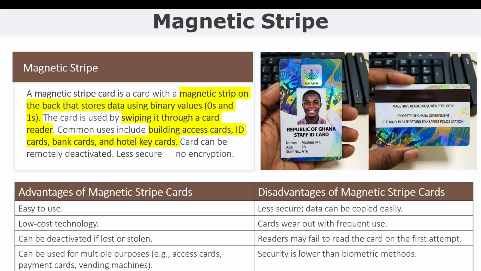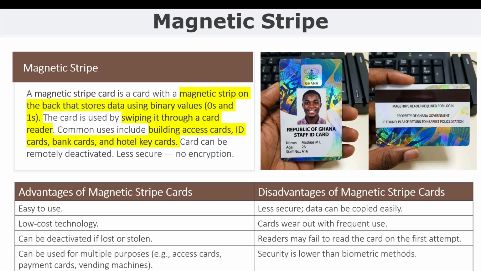of identification. If another person steals the card, they can easily have access to your data, and then they can copy it easily. The card can wear out with frequent use because we keep swiping it through the card reader, and the frequent usage can cause it to wear out. Then the readers may also fail to read the card, especially when it's the first time you are using it.